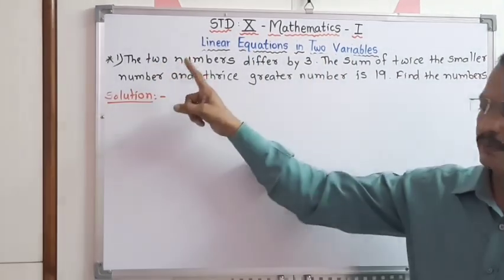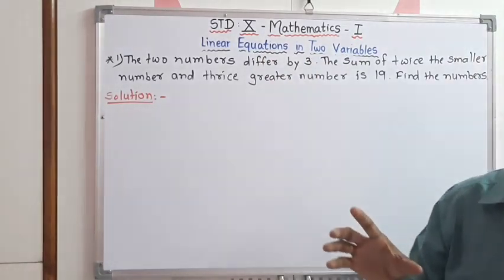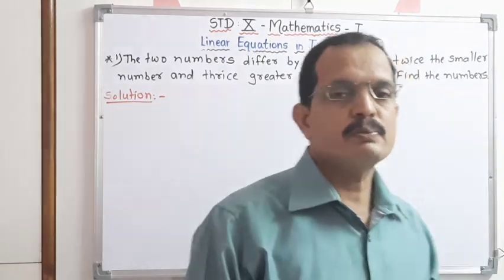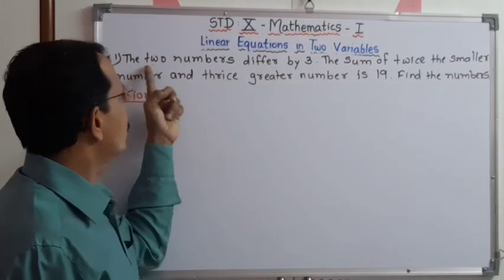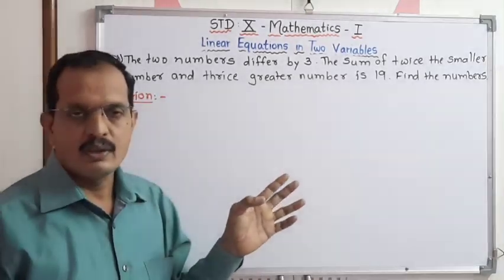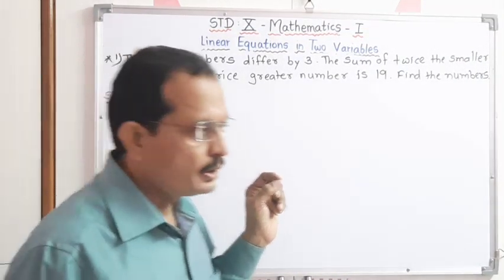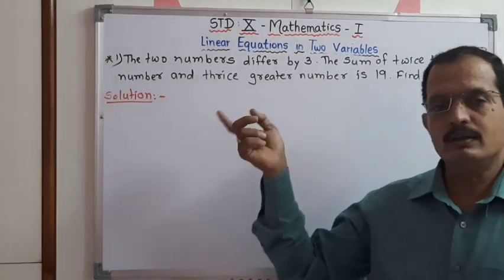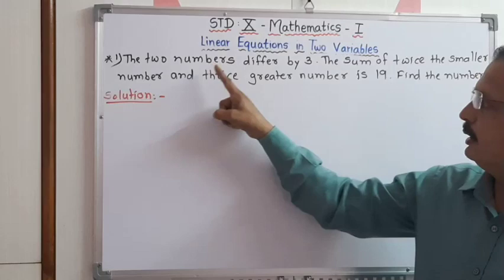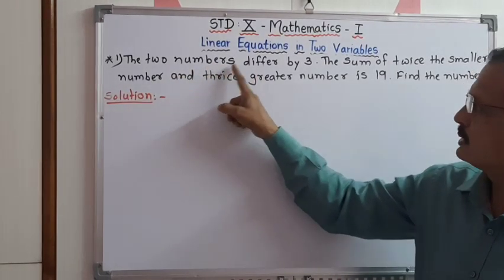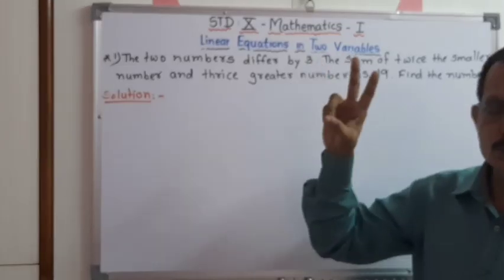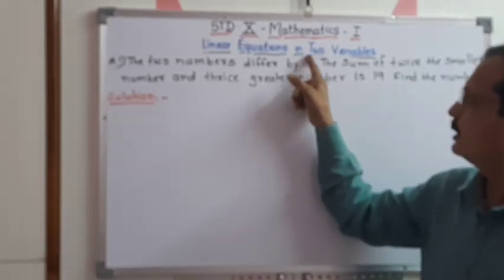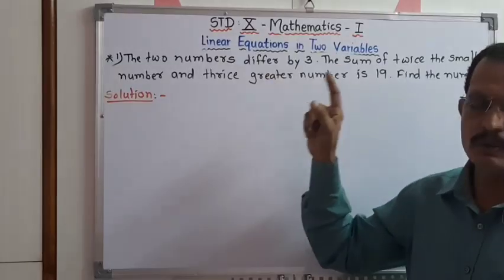Two informations are given. Statement sentence or the statement problem, we have to divide it into parts. First part we have to take here. The two numbers differ by 3. This information suggests us that one number is a greater one and the another is a smaller one. Why? Because the two numbers differ by 3. That means two numbers are there, and if we subtract that numbers, we get the answer as a 3. This is the first information.